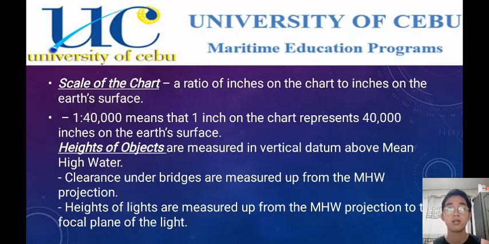next is the scale of the chart. A ratio of inches on the chart to inches on the Earth's surface is 1 to 40,000, means that 1 inch on the chart represents 40,000 inches on the Earth's surface. Heights of objects are measured in vertical datum above mean high water. Clearance under bridges are measured up from the MHW projection. Heights of the lights are measured from the MHW projection to the focal plane of the light.